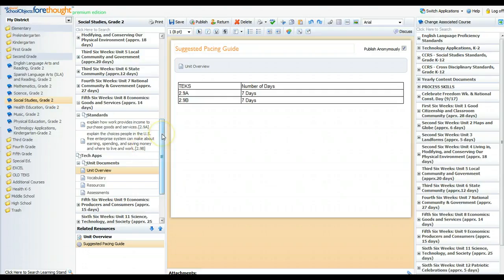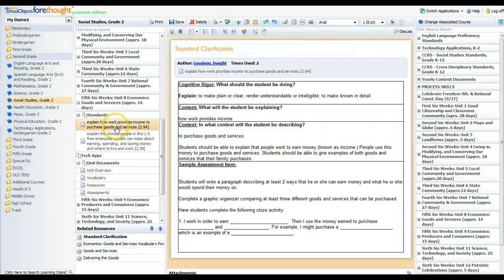You only have 2 TEKs. One is explain how work provides income to purchase goods and services. That's 2.9a. And then explain the choices people in the U.S. free enterprise system can make about earning, spending, and saving money and where to live and work. So, let's go into those standards.